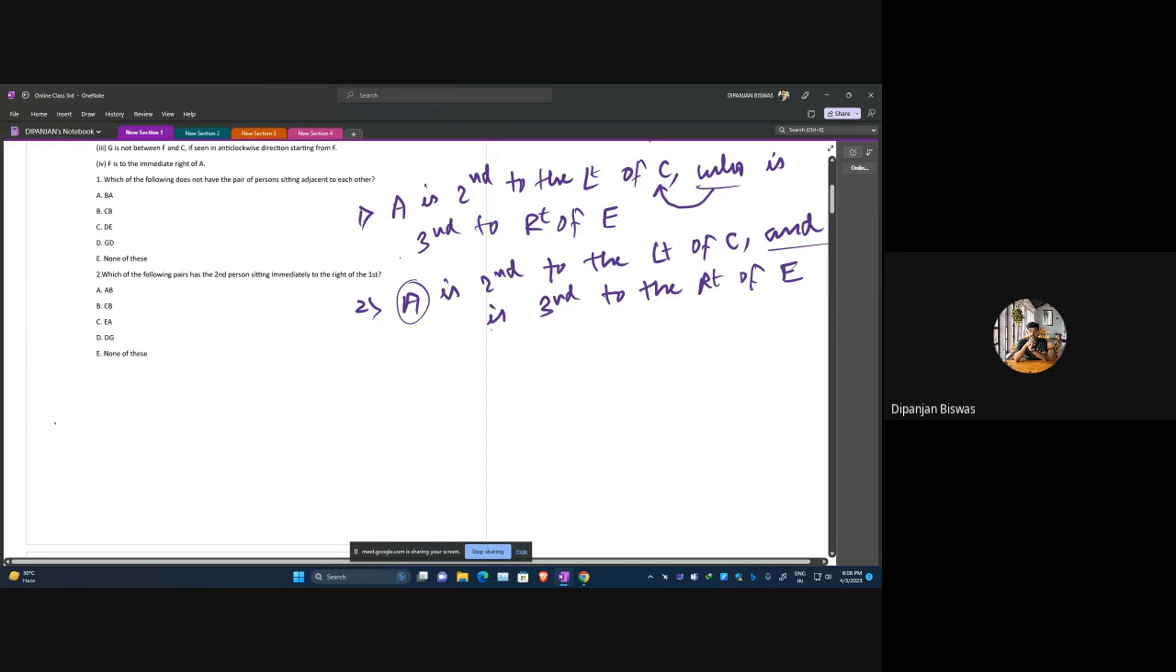So if we again draw the diagram, let us again take 8 people. I'm taking a basic 8-person sitting arrangement to show you how to do things.